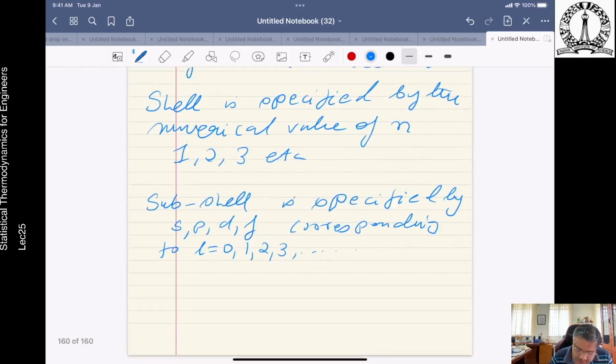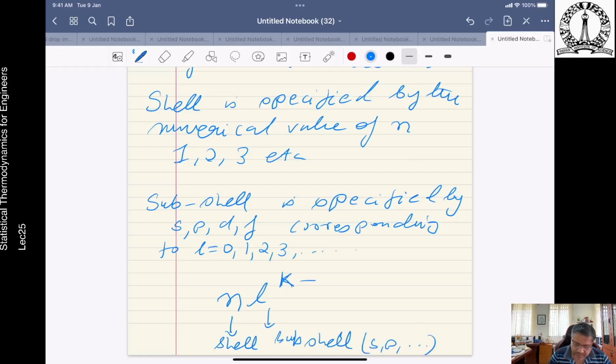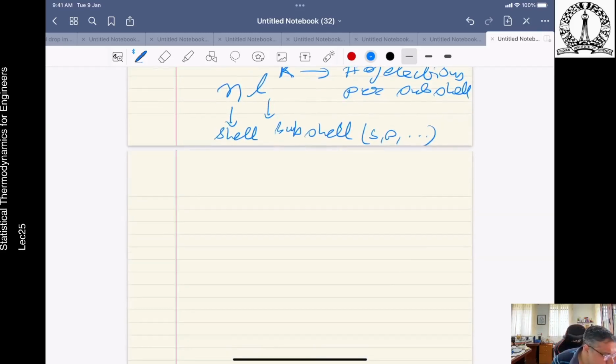Okay. So given this nomenclature, we have now identified that the electrons should be specified by n and then the corresponding subshell in which they are residing. So this is given in the format n, L, k. So n is the principal quantum number, which tells you the shell. L is the subshell, or SPD, and k is nothing but the number of electrons per subshell. All right, so that is the configuration that we have.